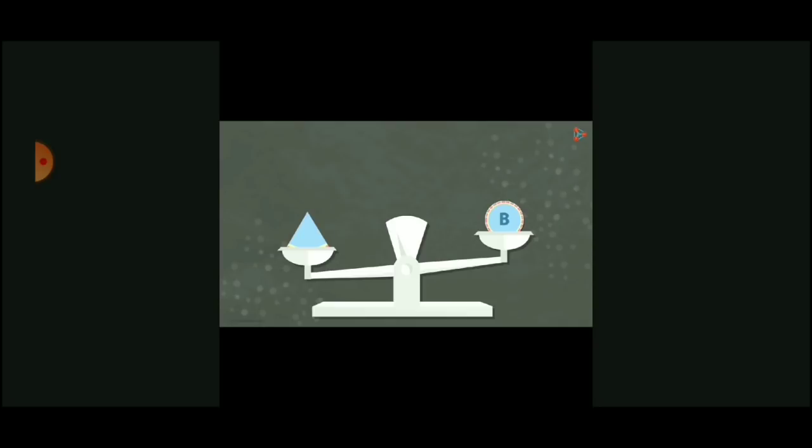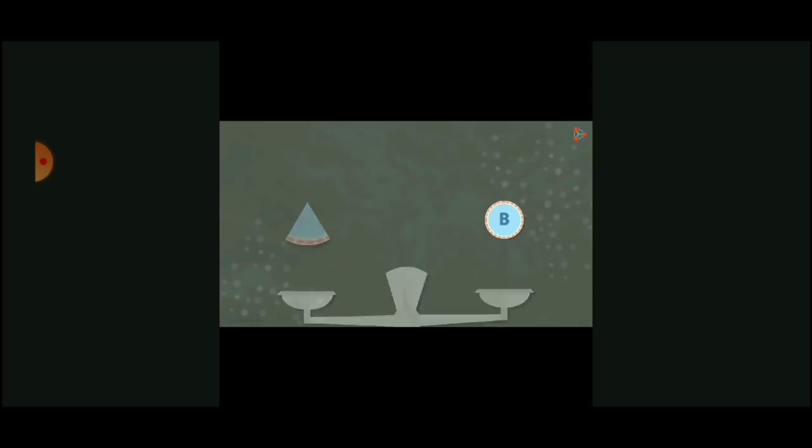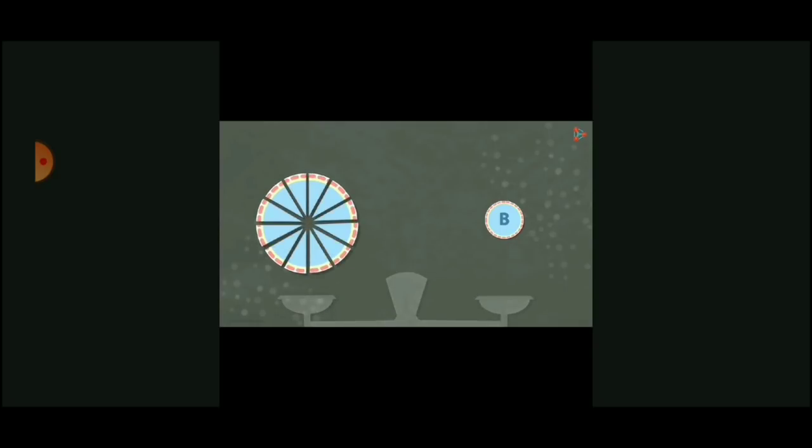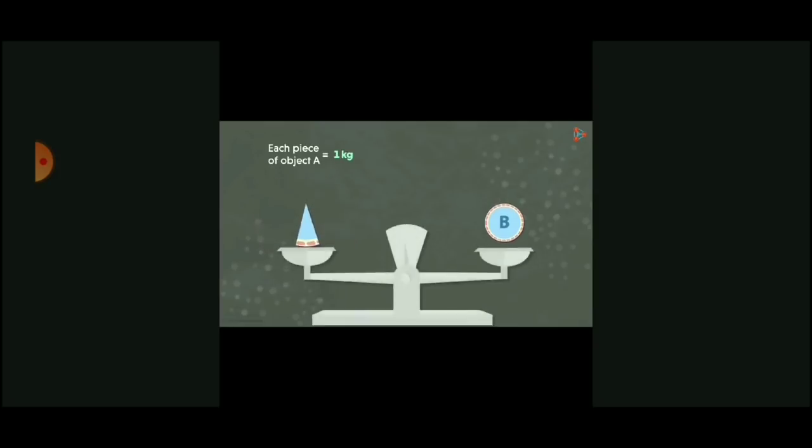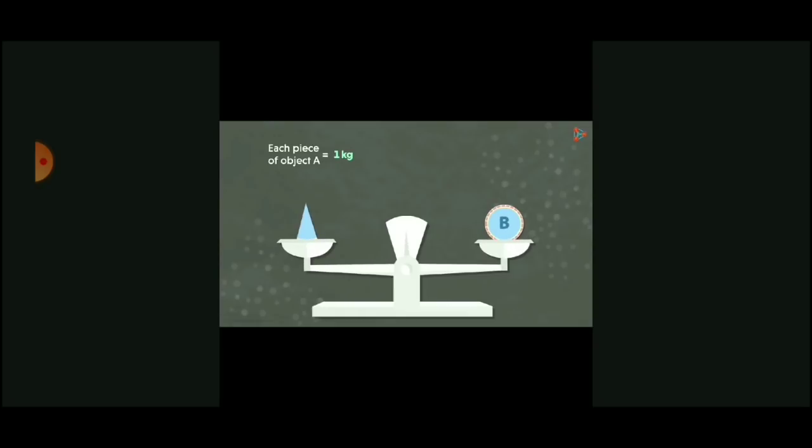Now this tells us we still need a smaller piece for comparison. So we cut object A into 12 equal parts, which means each piece of object A is 1 kilogram. Now let us replace both the objects in the weighing balance. The balance is in equilibrium. Now we can say that each piece of object A is equal to the weight of object B, that is 1 kilogram. We also say that mass of object B is 1 by 12th of mass of object A.